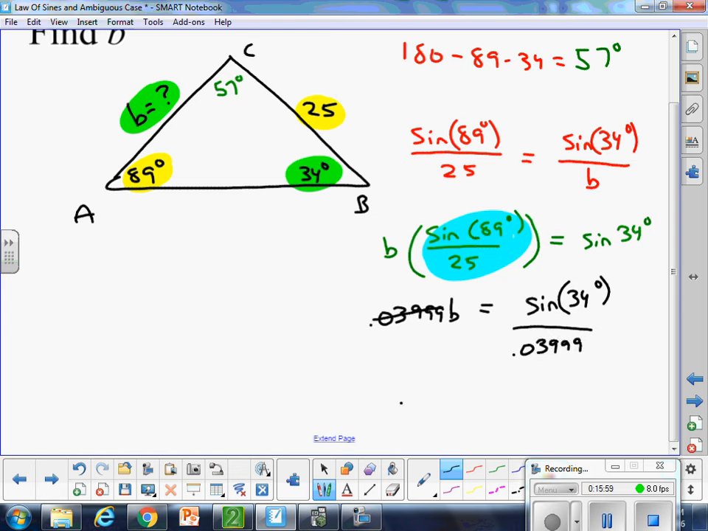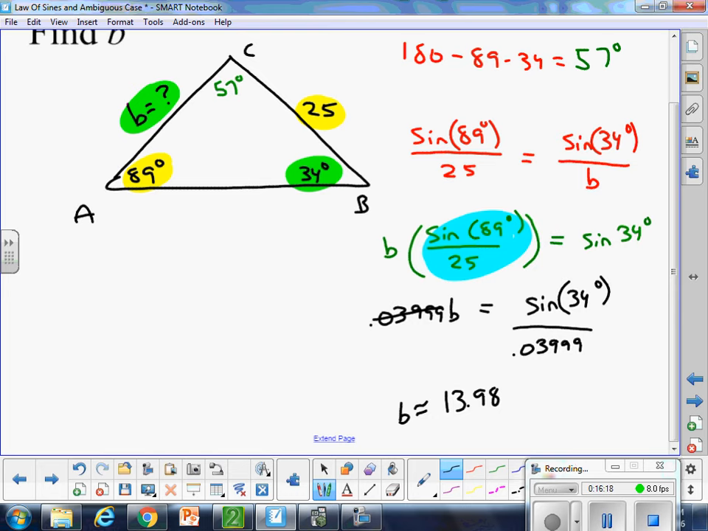It's going to be canceled. B is going to be approximately, if we do sine 34 divided by that previous answer, I'm getting around 13.98. Okay, so this one was really nothing new. I think the next one's going to have the more ambiguous case to it, kind of like the previous one with no solution.